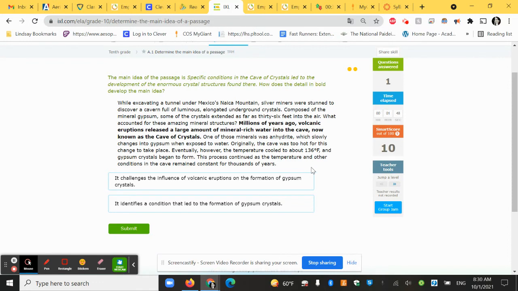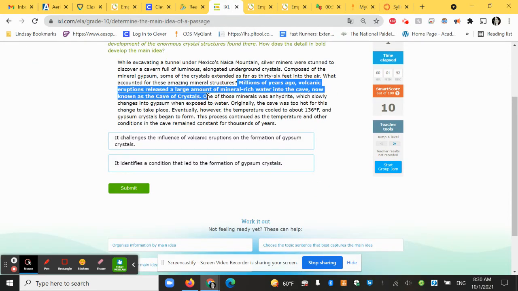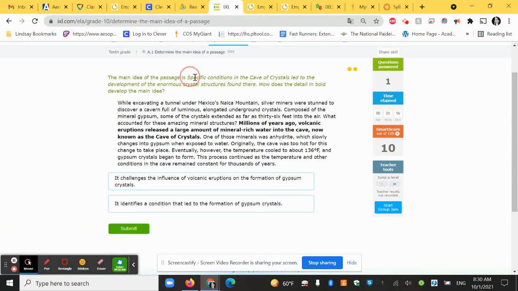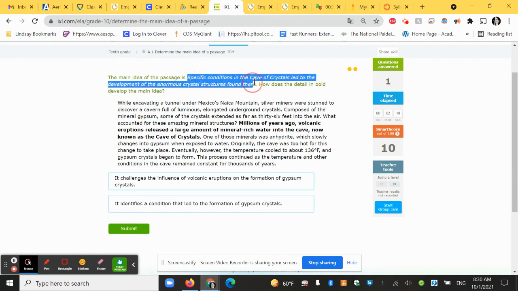Okay, the second question on each passage is going to ask you to zero in on one detail. Now, knowing the correct answer is this. And by the way, if you got it wrong, it's okay. The right answer is right up here. And you can still use that correct answer to choose the correct answer to the second question, which is, how does this detail in bold, this one right here, how does it develop this main idea?